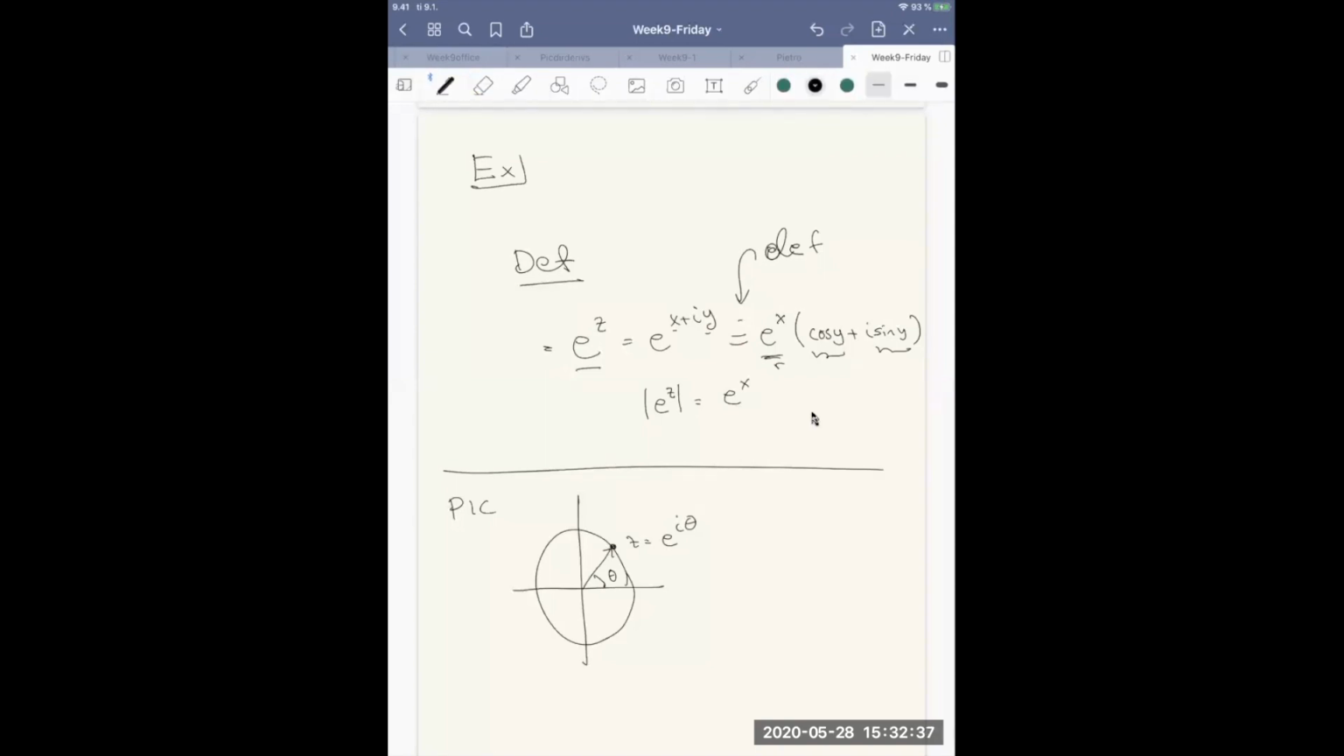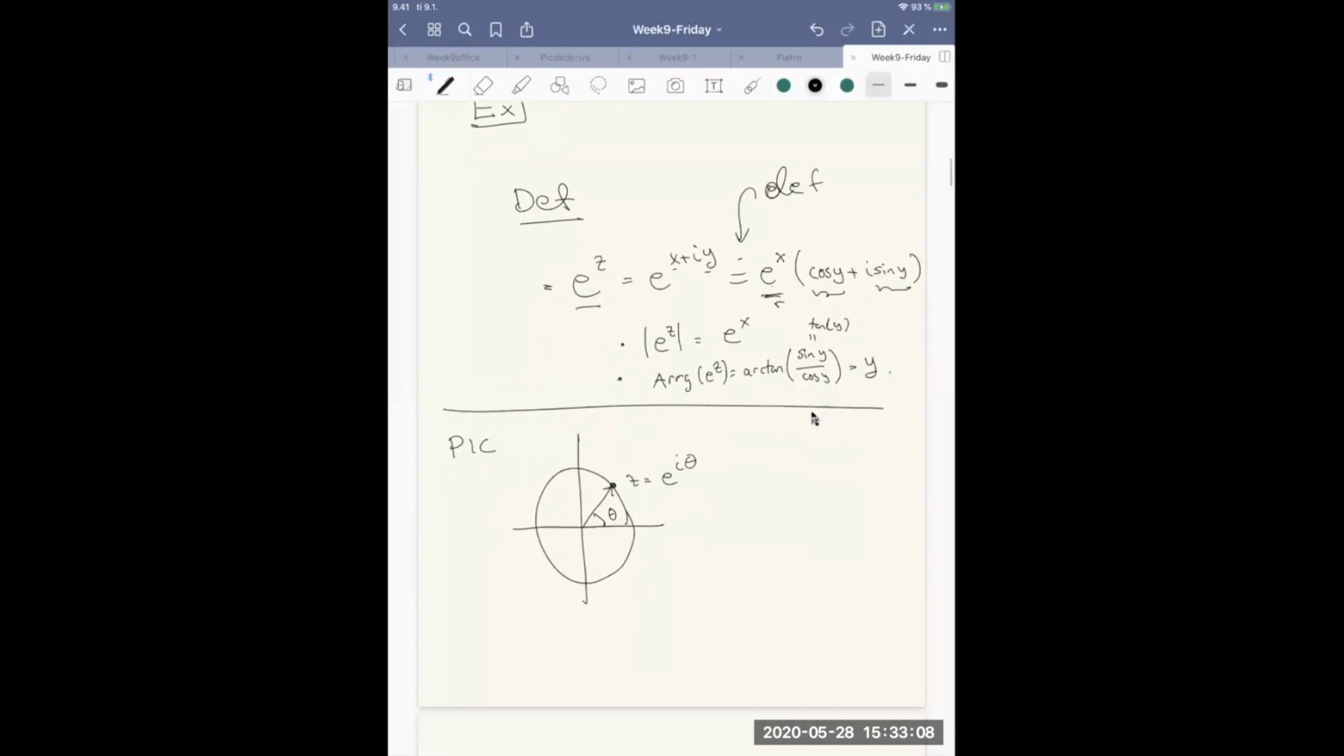So using that, what is the argument of e to the z? Well, it is arctan of the y component over the x component. That division cancels out the e to the x, so we get sine y over cosine y. But this is exactly tangent of y, and arctangent of tangent of y gives you y. So y is the angle that this complex number forms.